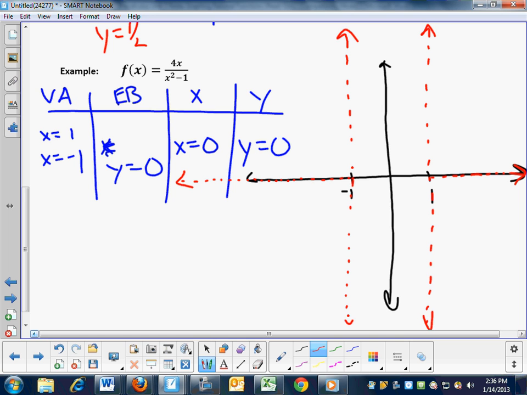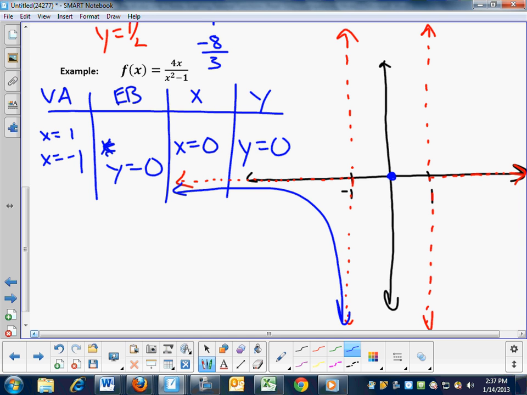What's the point that it passes through? 0, 0, the origin. That's all we know. So all we can do is really test points. What's a point to the left of negative 1 that we could test? Negative 2. 4 times negative 2 is negative 8. Negative 2 squared is 4, minus 1 is 3. Negative 8/3. So it could be in the top or the bottom? Bottom. Good.